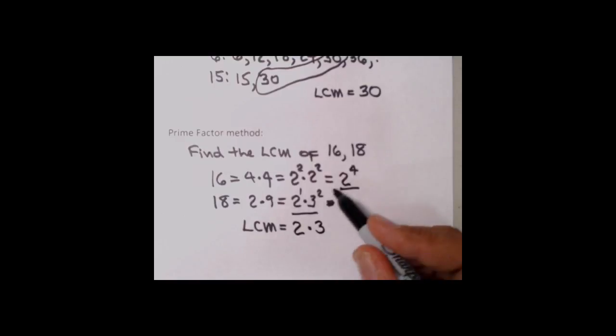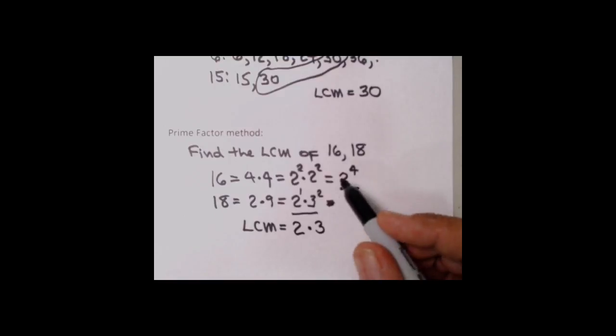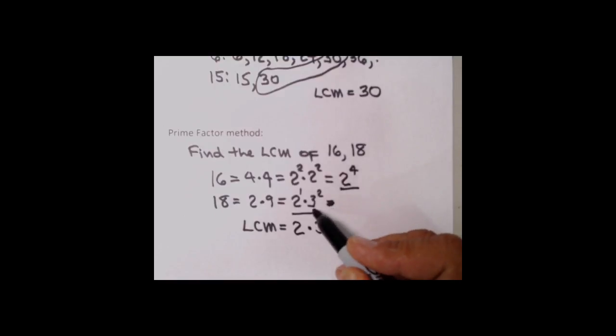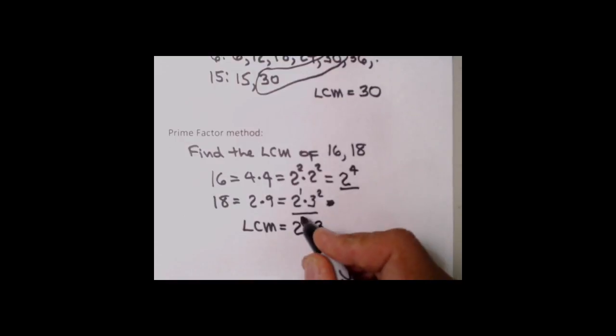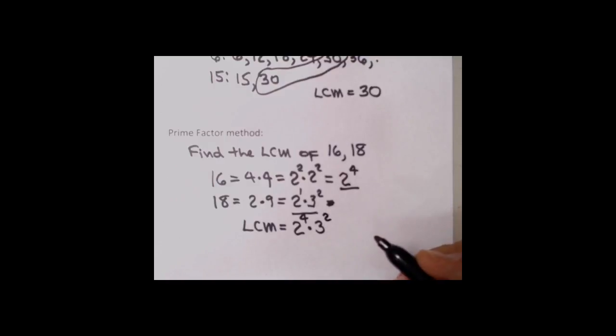Okay, well, those are all the different bases. Now the last thing I do is I go back and I take the highest power that I see for each of these bases. This is 2 to the first power here, 2 to the fourth here. So I'm going to take 2 to the fourth. 3 only shows up once, and it is squared, so there that is.